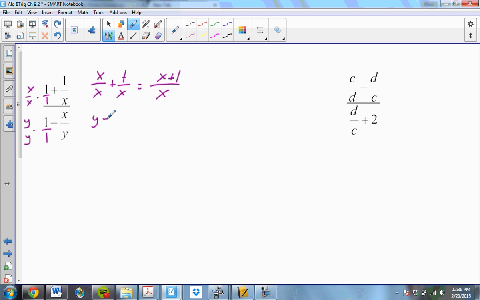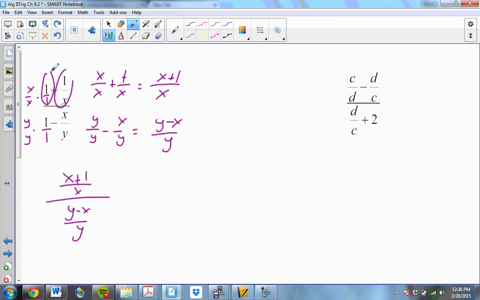Now the bottom needs a y. So it becomes y over y minus x over y. I'm sorry, I'm writing this kind of weird. I'm not used to showing the step in between. Which is really y minus x over y. So this basically turns into the fraction (x plus 1 over x) over (y minus x over y). And the good thing is I've gotten rid of having these little separate pieces. Now I at least have whole entire fractions here.